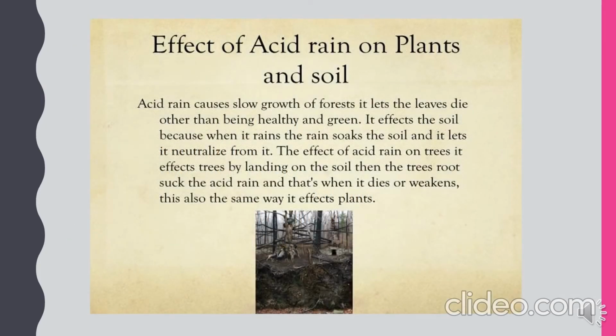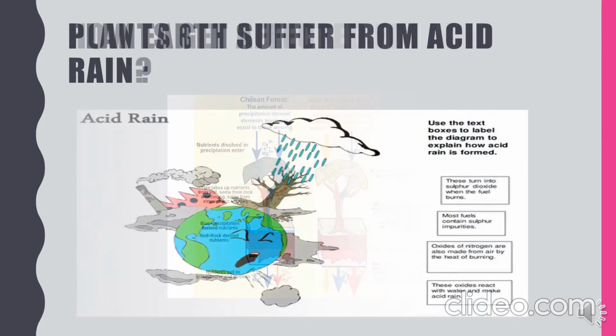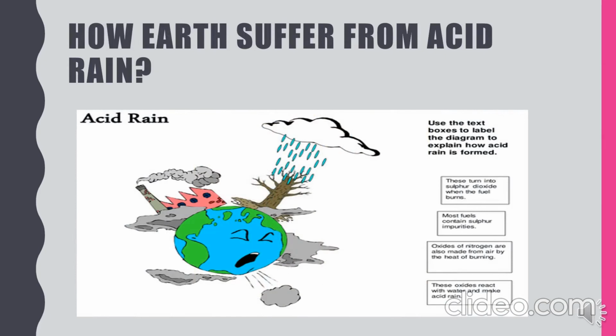Effect of acid rain on plants and soil. Plants get affected by acid rain. In the first picture, you can see that the plant is growing normally, but in the second one, you can see that the plant is suffering from the side effects of acid rain. How does the earth suffer from acid rain?